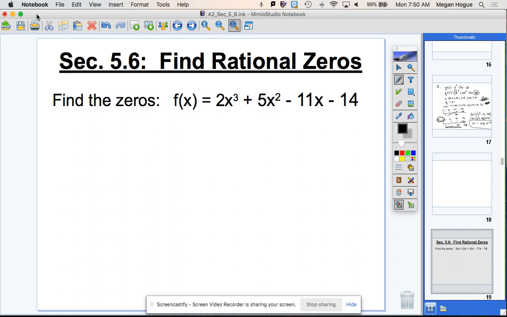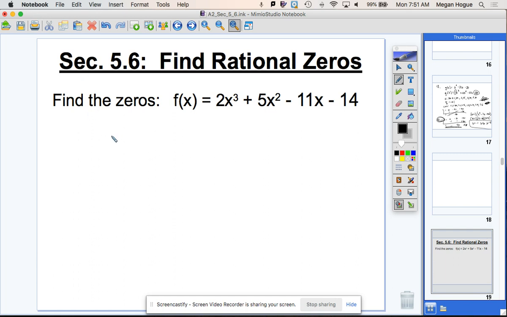All right, so this one's going to be very similar to what we were doing Friday and what we did on the homework. We've got 2x cubed plus 5x squared minus 11x minus 14. It is just a little bit different than what you saw in the homework. Anyone pick up on the difference? Okay, we'll see if we see the difference after we do the first step or two here.